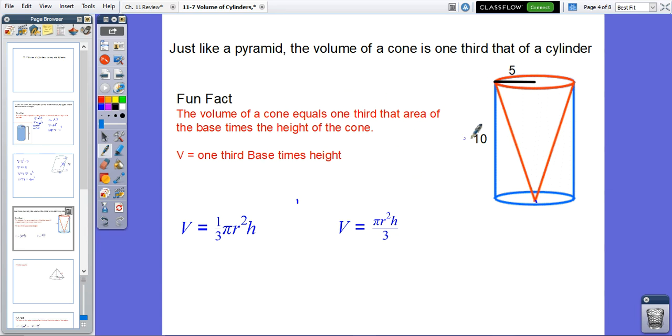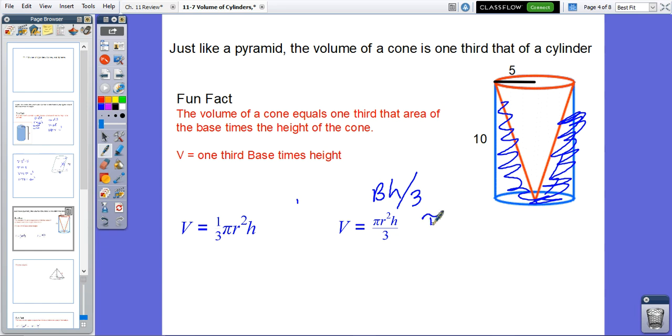The way we change it, though, is because when looking at the space it takes up, the cone only takes up a third of the amount of space that the cylinder does, because it's only going to a point. So there's all this emptiness. We use the same formula, area of the base times the height, but we're going to divide that by 3 because it's a third of the amount of space. So look at our example here.